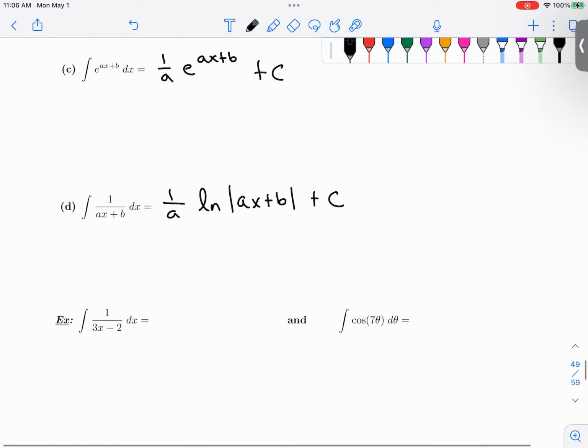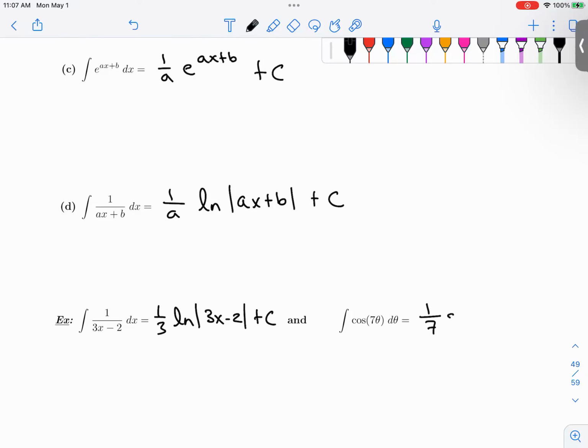So 1 over 3x minus 2 is going to be 1/3 ln absolute value of 3x minus 2 plus C. Cosine of 7 theta, that's really 7 theta plus 0. So it's going to be 1 over 7 sine of 7 theta plus C. So instead of writing all that u substitution stuff, you can just write the answer. Please do so if you can.